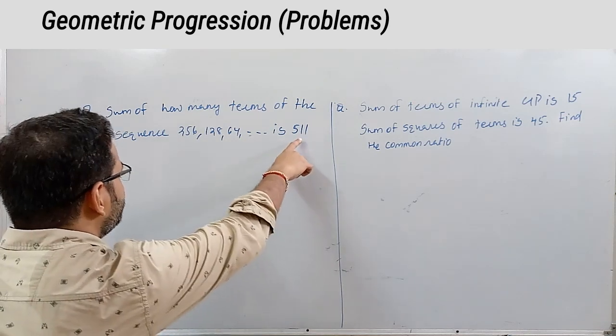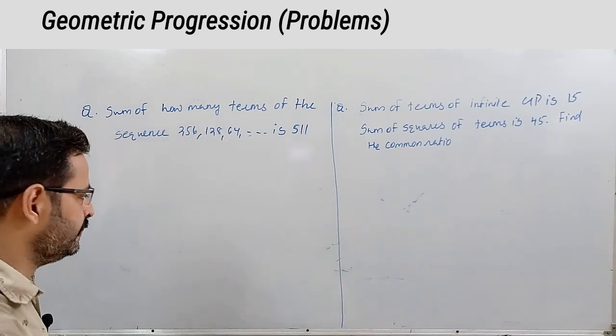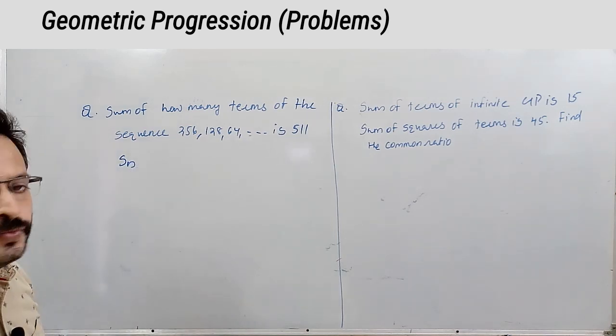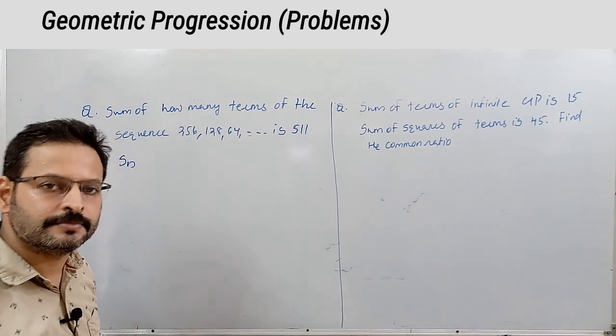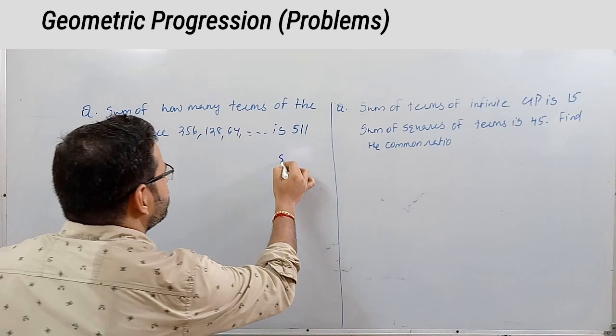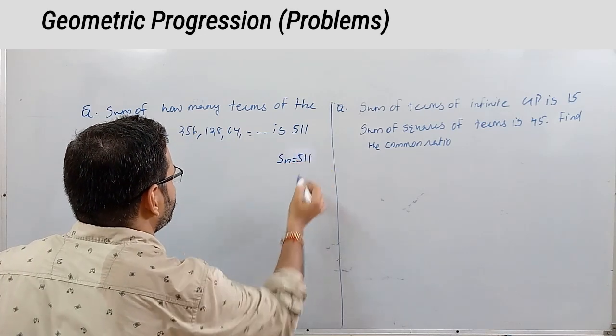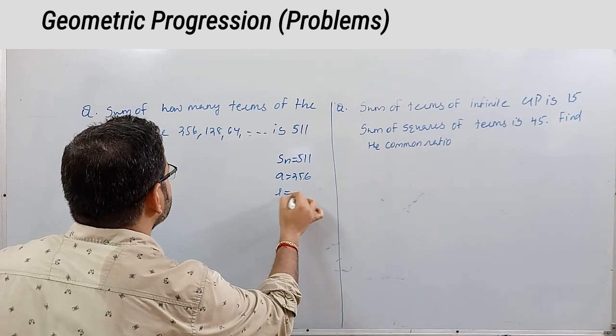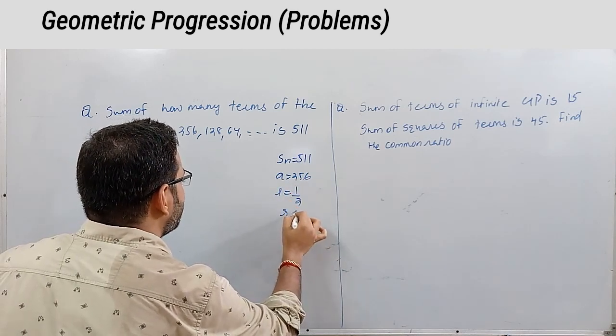And it is given that 511 is the sum of n terms, Sn. We have two formulas for finding the sum of n terms of a GP. In the question it is given that Sn is equal to 511, A is equal to 256 and R is equal to 1 by 2. That means R is less than 1.